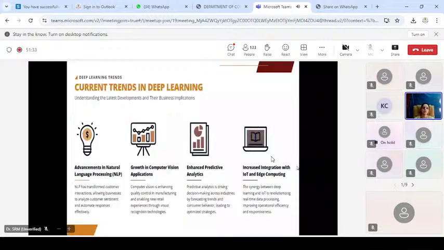Yes. So let us speak about the current trends in deep learning. Advancements in natural language processing, NLP.